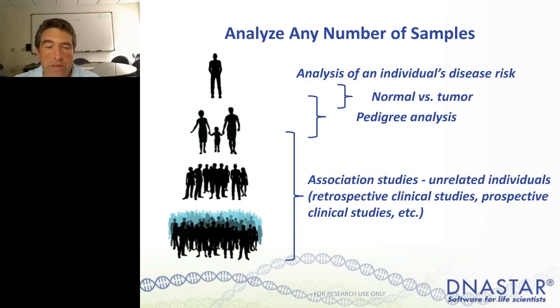Association studies, it may be that you have 100 exomes and half of them are control and half of them are cancer, and you're looking for genes that are unique to the cancer group. So we have analysis tools that can scale up to very large projects. And with the assembly speed that we have, you can do large projects in a reasonable amount of time.